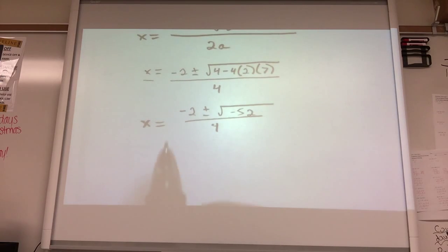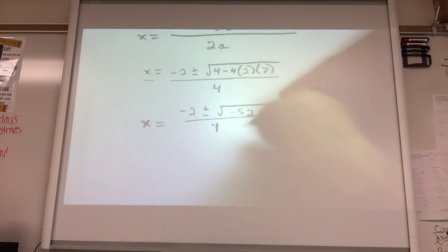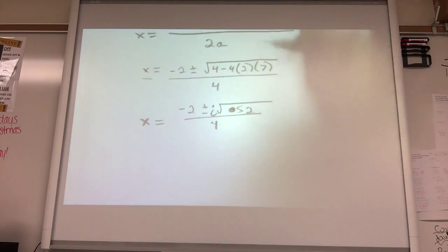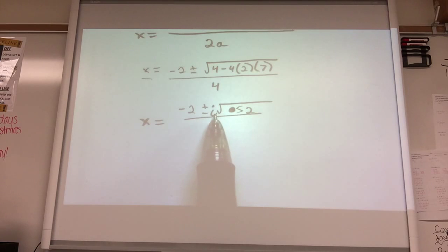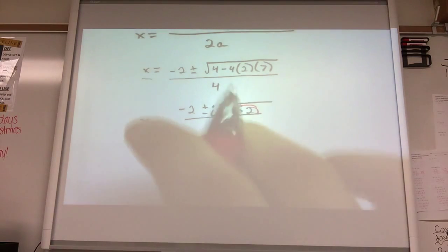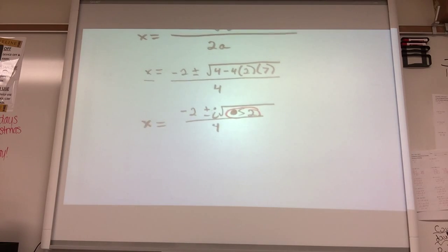But the truth is, remember I told you if you have this negative under there, it's an imaginary solution, so you put an i on the outside. So you have negative 2 plus or minus i square root of 52 divided by 4. And I would pretty much guarantee that you could reduce this some if you wanted to. But I'm going to go ahead and stop there. That would be your solution using substitution.